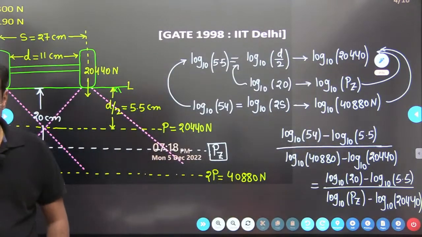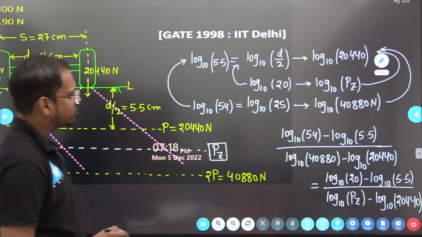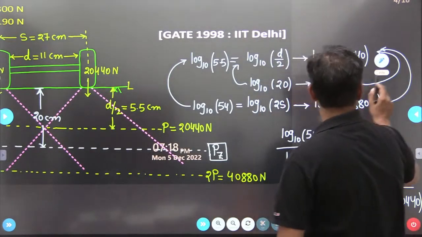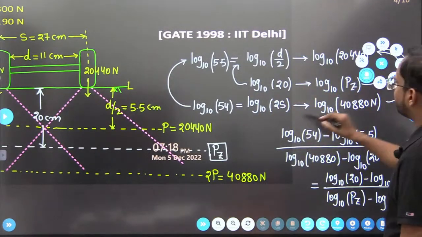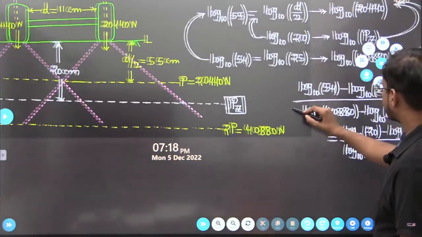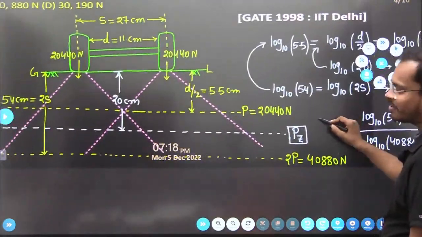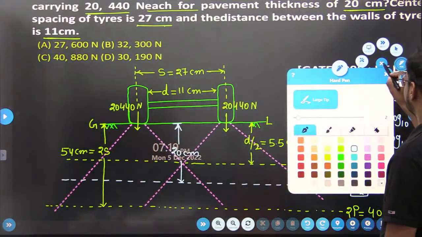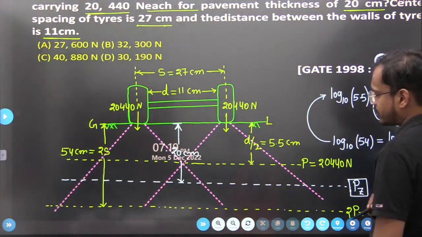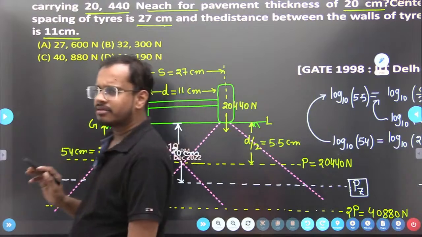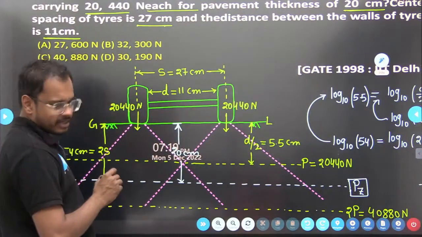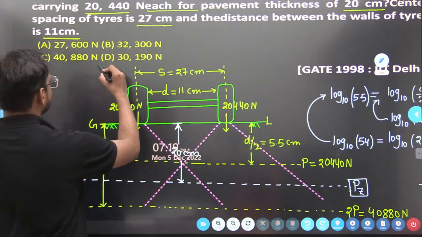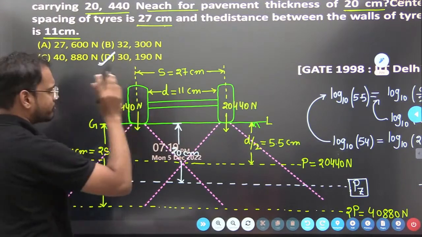So you can calculate the value of pz. What is the value of pz, my dear friend? Please give me an answer. Please solve this problem and calculate the value of pz. Clear? So you can calculate it. And the correct value, I think, is equal to 30,000 something. That means D option is correct. Approximate D option is correct.